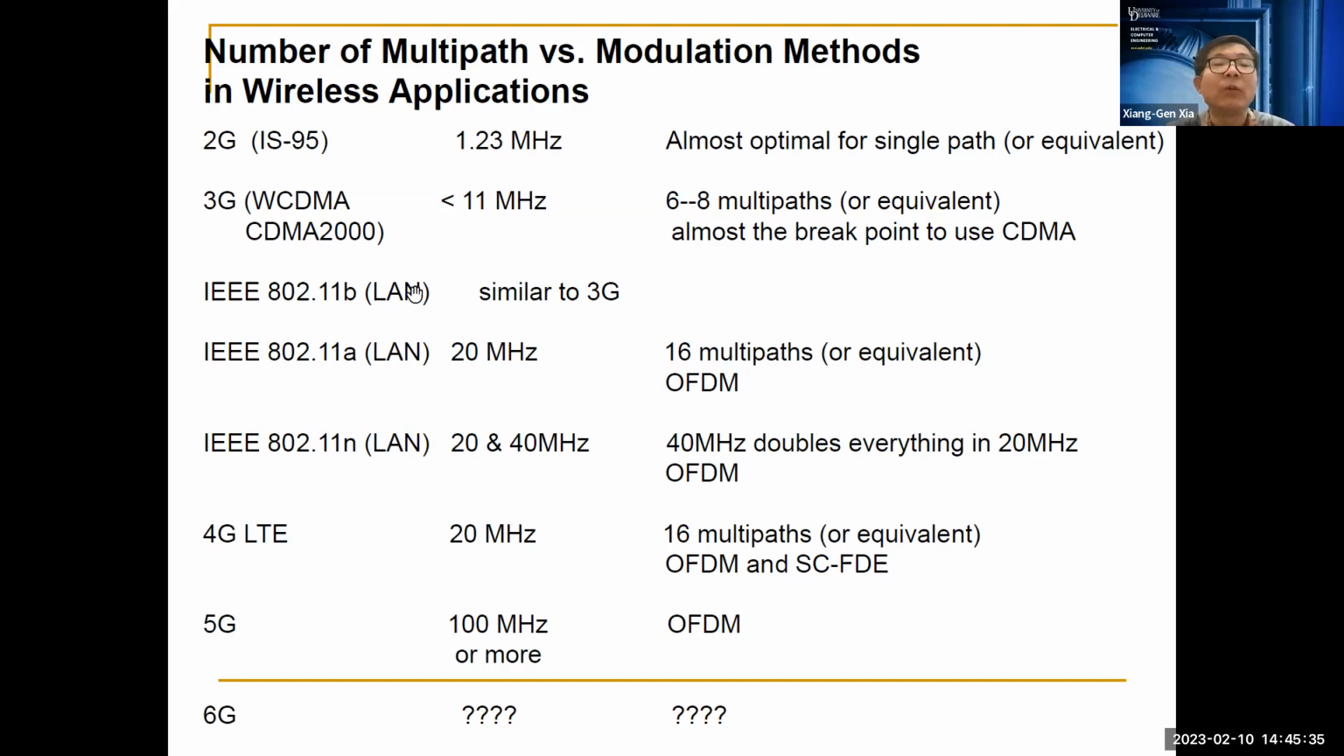Similarly for Wi-Fi, which is similar to 2G and 3G, 11a has 20 megahertz bandwidth. If you divide 20 by 1.2288, you roughly get 16 multipaths. In this case OFDM is adopted, and it is more flexible here, but still OFDM. From 3G to 4G or LTE, the bandwidth is 20 megahertz, similar to Wi-Fi, so you get 16 multipaths equivalent. The downlink is OFDM, and the uplink is SC, single carrier with a frequency domain equalizer, because the uplink bandwidth may be smaller. And for 5G, the bandwidth is around 100 megahertz or even more, and OFDM is still adopted.